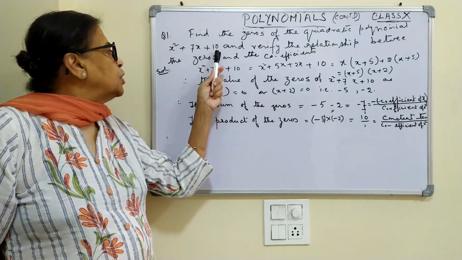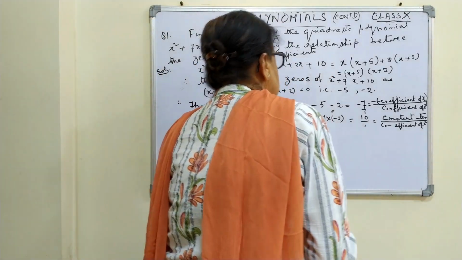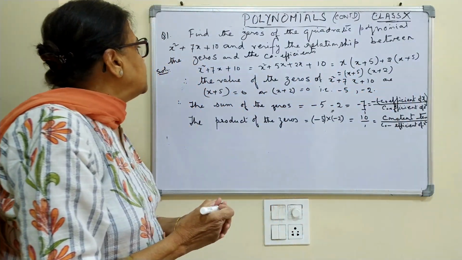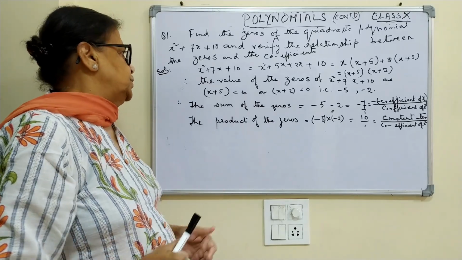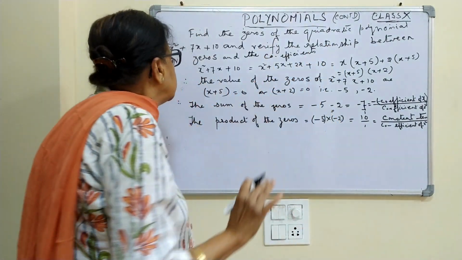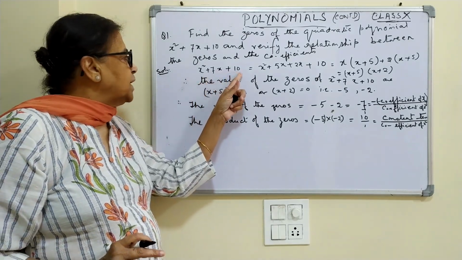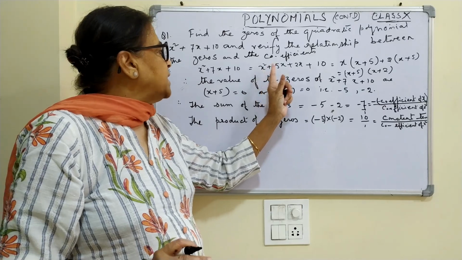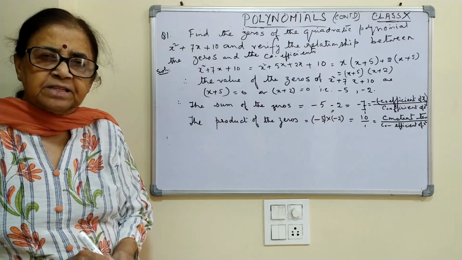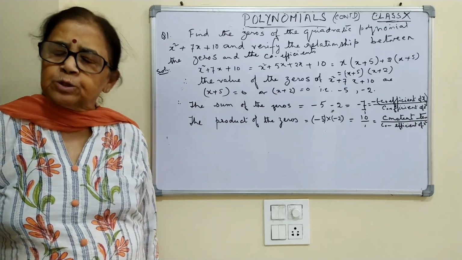How many zeros will there be here? And verify the relationship between the zeros and the coefficients of the polynomial. Now the polynomial is x square plus 7x plus 10. By middle term factorization we get x square plus 5x plus 2x plus 10. That is the middle term splitting. We have got the two factors x plus 5 and x plus 2.